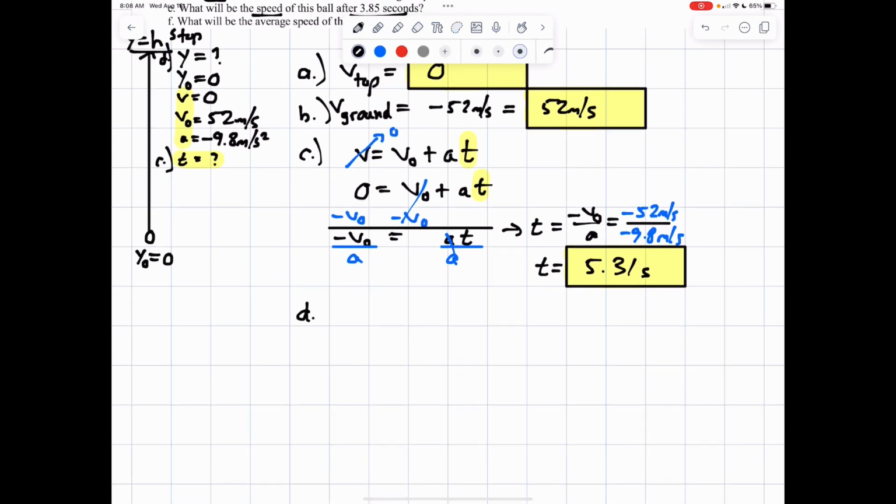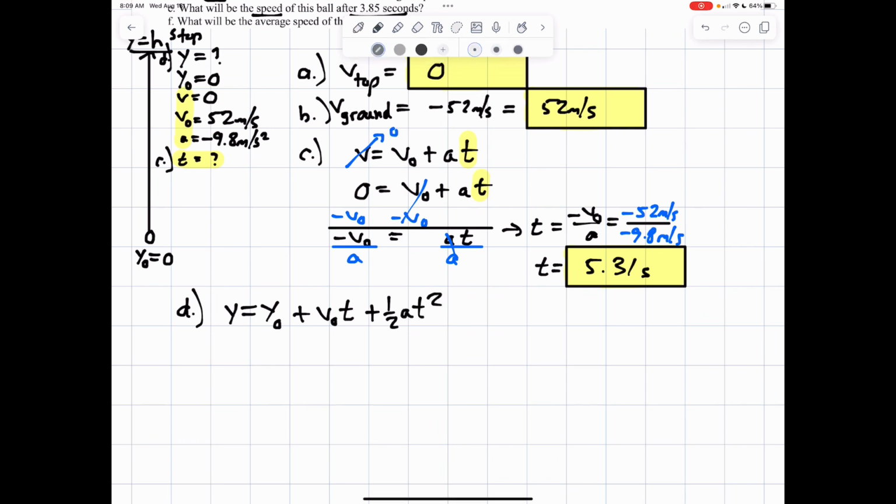Okay, letter D. We're looking for how high it is. Now I'm looking for an equation that is essentially height as a function of time. And there's two of them, so I'm going to show you both ways, and as you work this, you choose what seems to work best. I could use equation number 9, which says x equals, but remember, instead of x, I'm writing y. So y equals y naught plus v naught t plus 1/2 a t squared. And I would do the following.